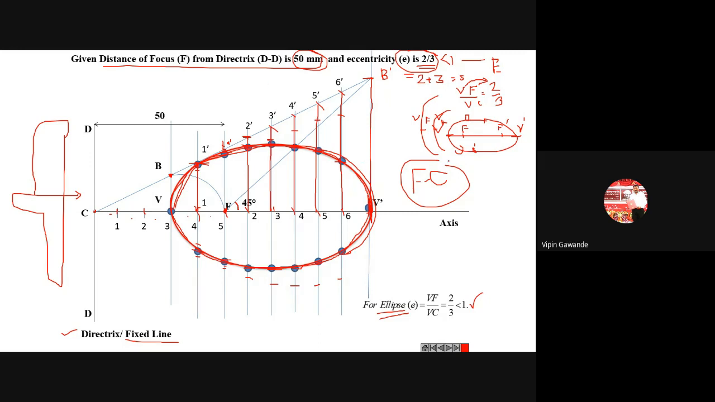आपल्याला काय ड्रॉ करायचं आहे? इलिप्स. इलिप्स फक्त डार्क दिसायला पाहिजे. रेस्ट ऑफ द टोटल कन्स्ट्रक्शन इज फेंट. So that you have to practice. Okay. So these are the steps for construction of the ellipse.